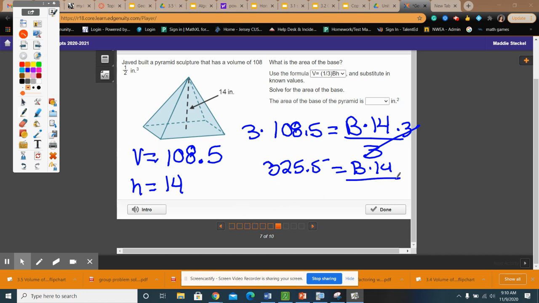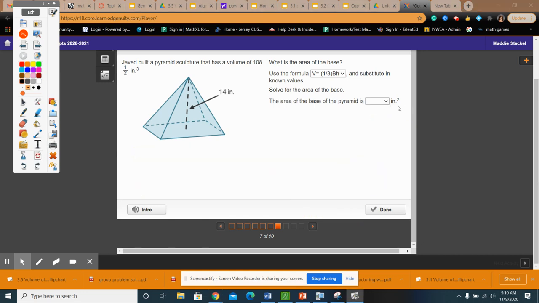How do you get B by itself? You divide by 14. I'm getting 23.25, which makes me feel a little funny. Let's see if that is a choice. 23.25, which, can you see? Which fraction is the same as 0.25? 1/4, so it was a choice, and I did it correctly.